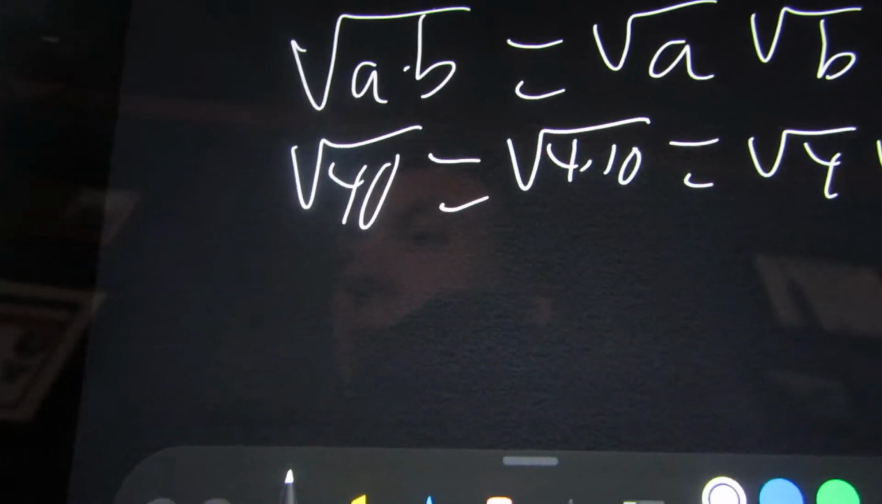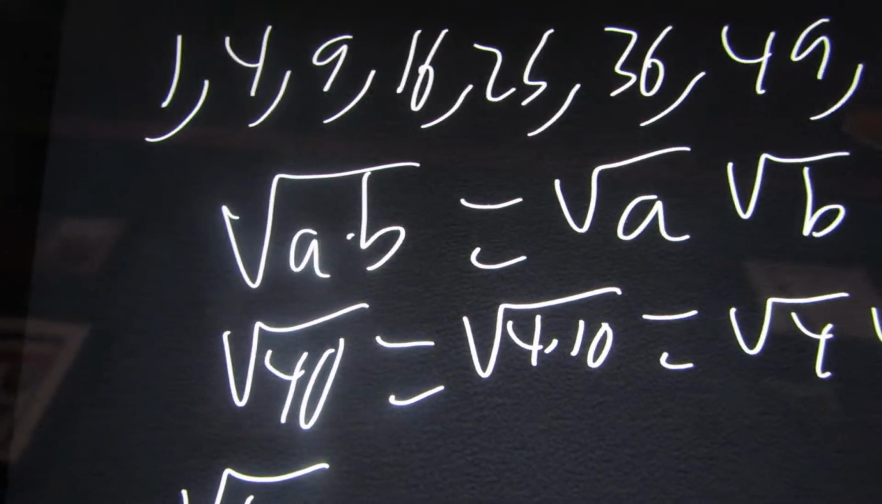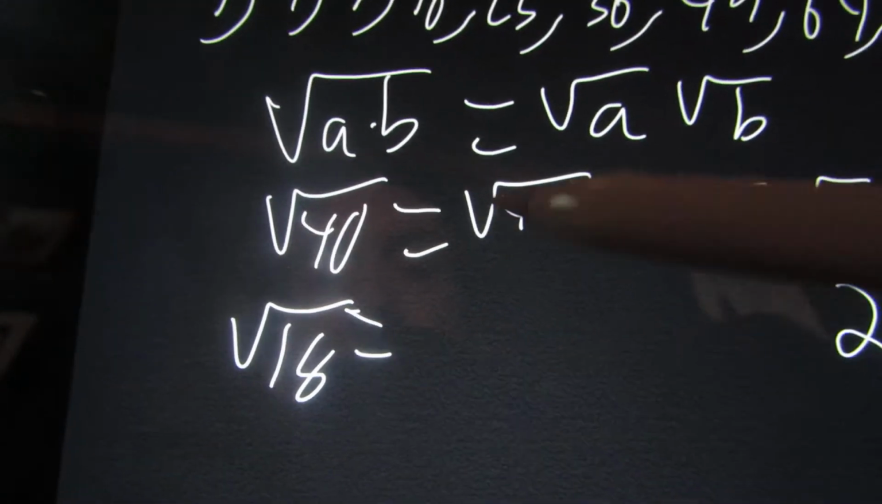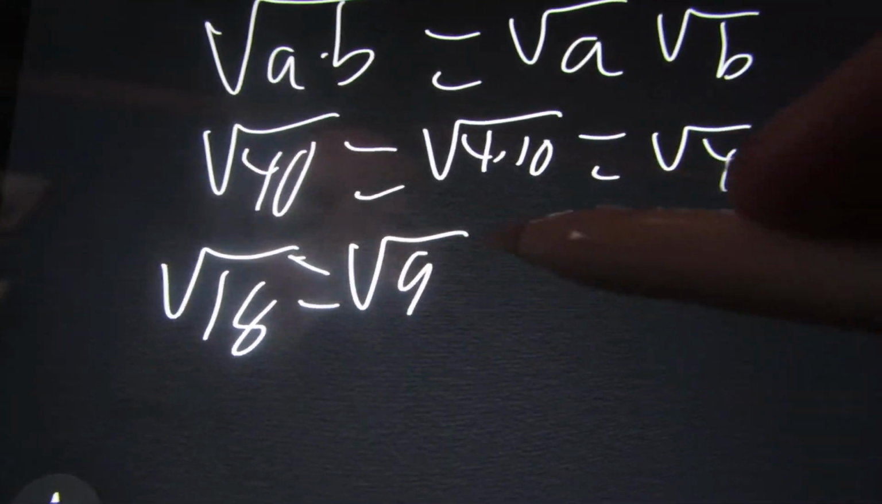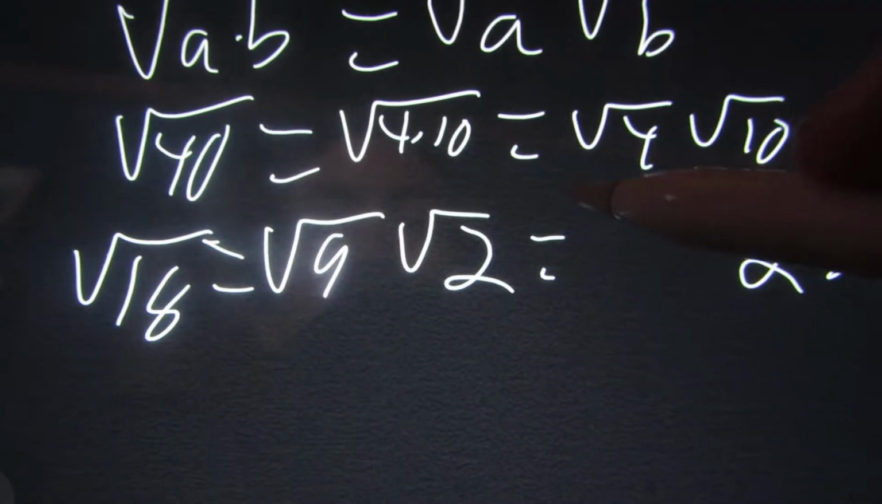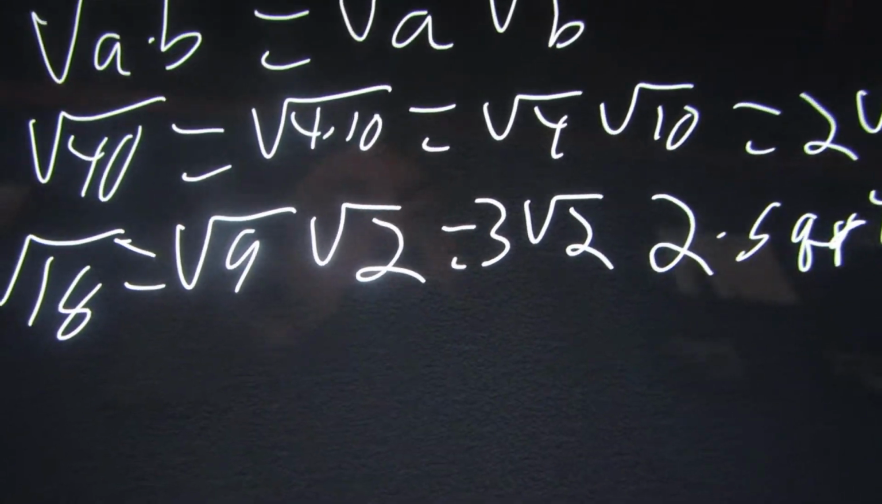Okay, so let's say though that we have the square root of 18. The perfect square that will go into 18 is 9, and it goes 2 times. So we can say the square root of 9 times the square root of 2, and we can take the square root of 9, which is 3, and we still have the square root of 2.